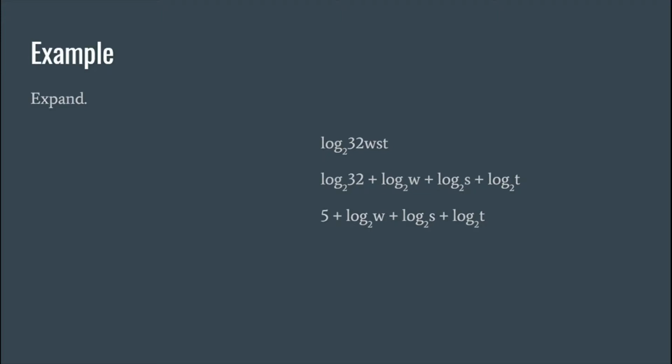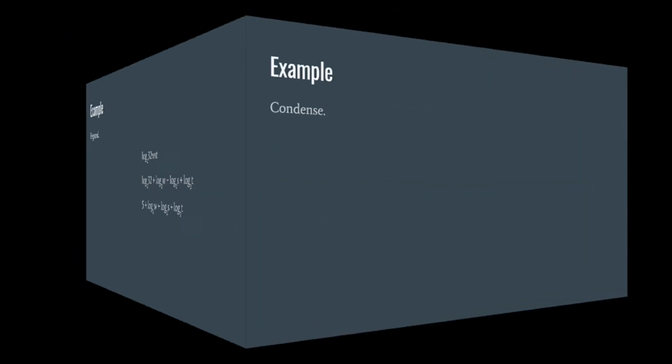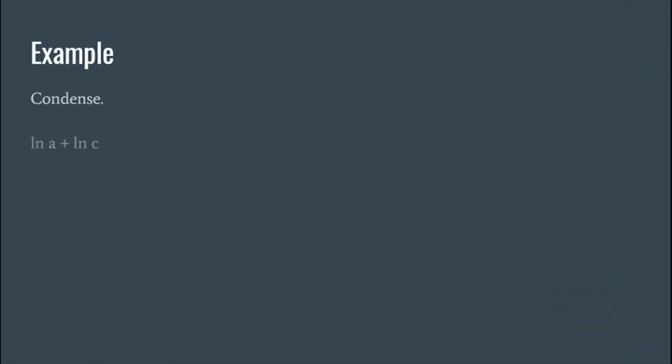Okay, so now what if you wanted to go the other way? Well, I got a couple of examples for that too. And it works the same way for natural logs. So I got the sum of logs here, so I can condense this into the log of a product. And basically, that's it.